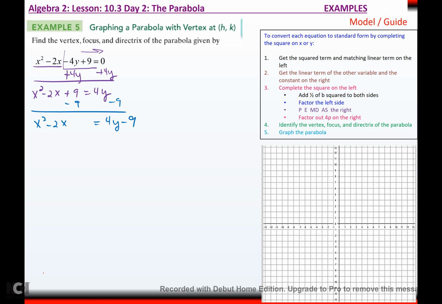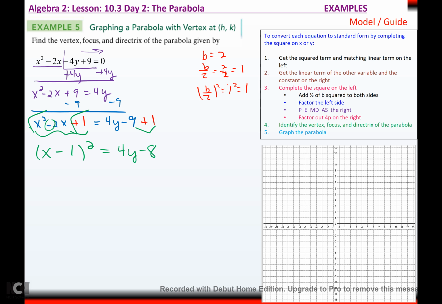Alright, then I'm going to complete the square. My b is 2. Half of that is 1. That squared, 1 squared, is 1. So I'm going to add 1 to both sides. Okay, then I'm going to factor the left, which is going to be a binomial squared. Square root of x squared is x. Sign in the middle is minus. Square root of 1 is 1. On this side, I'm going to combine like terms, and I get 4y minus 8.